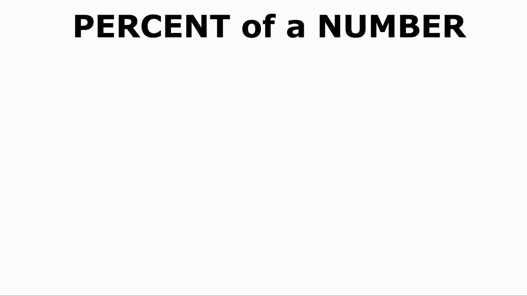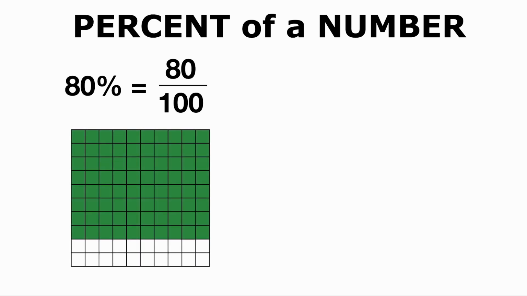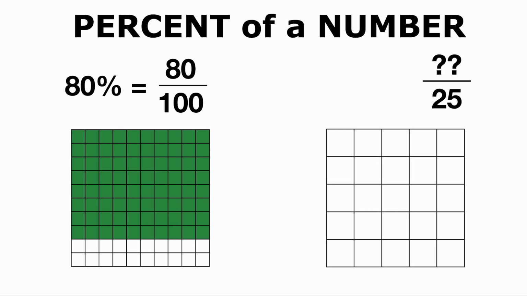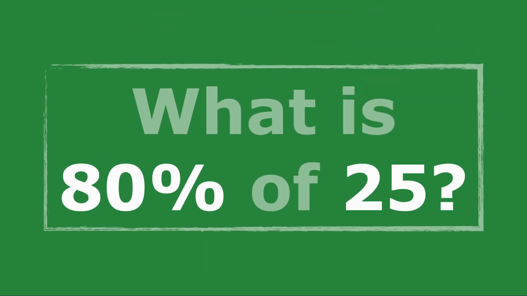Let me explain it with a quick example. Say you had an 80% on your science test. From what we just learned, that means you would have an 80 out of 100. However, your test wasn't out of 100, it was out of 25. So how could we figure out how many questions you got right out of those 25 if you got an 80% on it? That's when we're going to need to ask ourselves a percent of a number question, and it'll look something like this. What is 80% of 25?